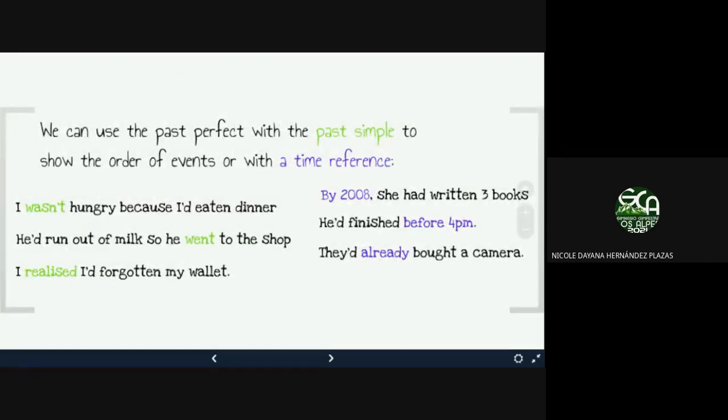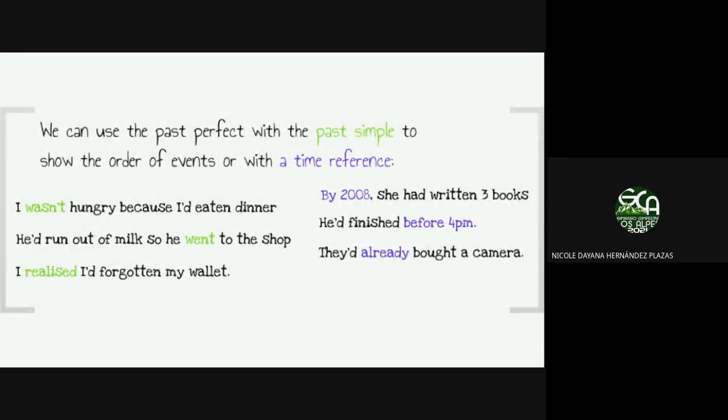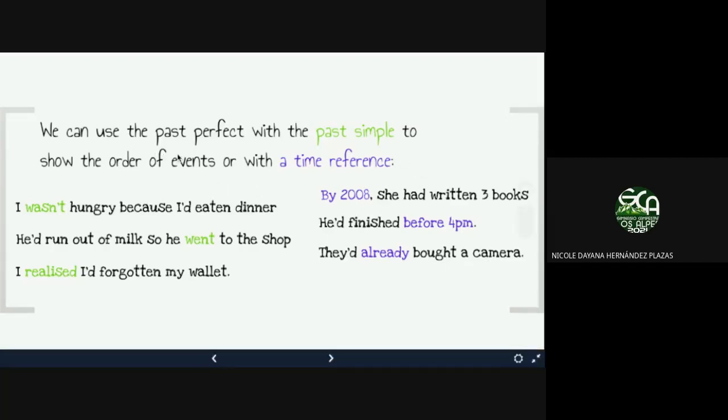So look at this. I am going to show you some extra examples just for you to understand this a bit better before talking about the structure, okay? So I am going to ask Mariana Yala, Princess, can you please help me reading this first part of the slide? We can use the past perfect with the past simple to show the order of events or with a time reference. Los ejemplos también, profe. That's it. So look at this. Yes, but give me a second.